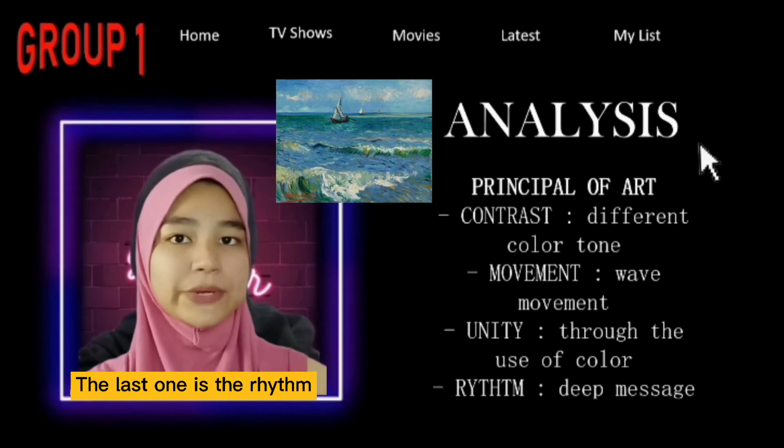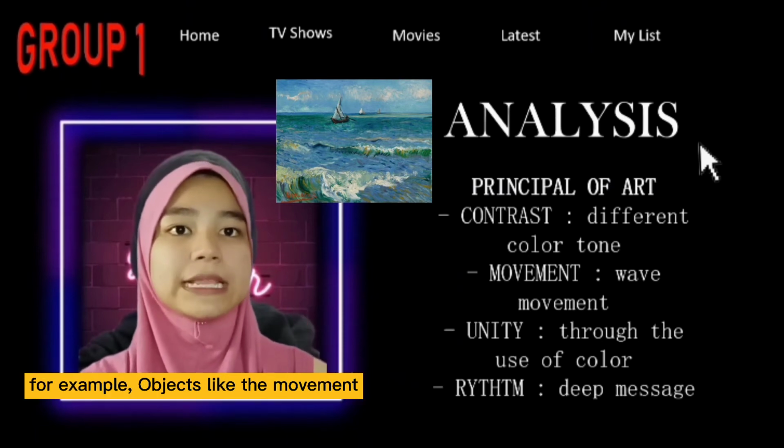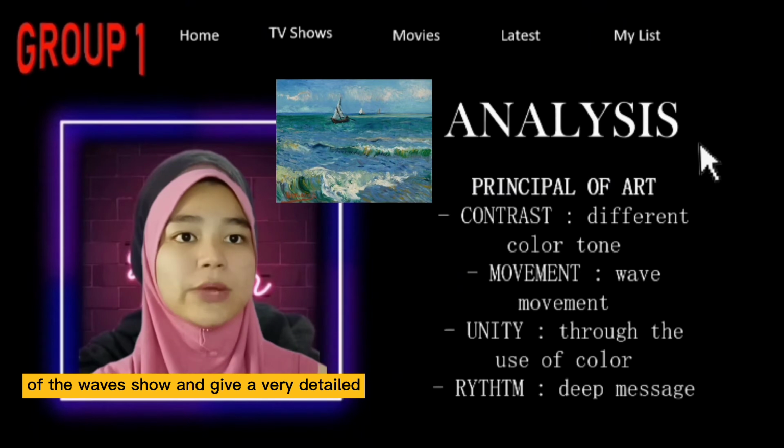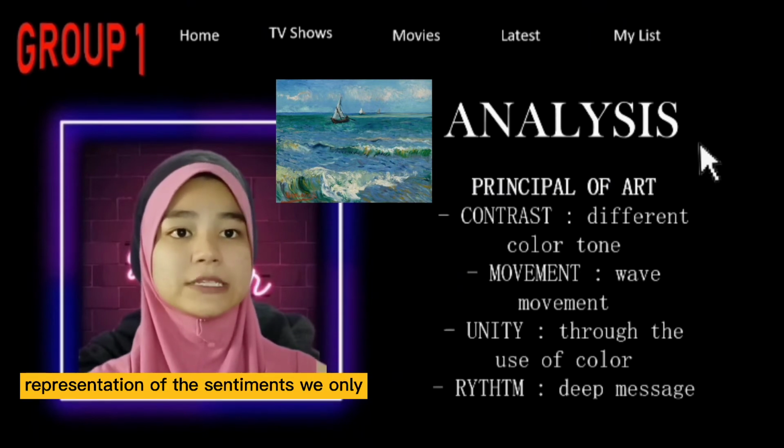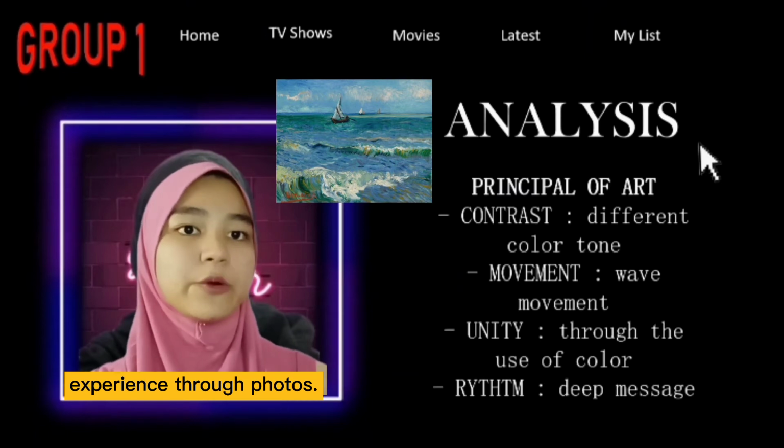Okay, the last one is rhythm. For example, objects like the movement of the wave show and give a very detailed representation of the sentiments we only experience through pictures or photos.